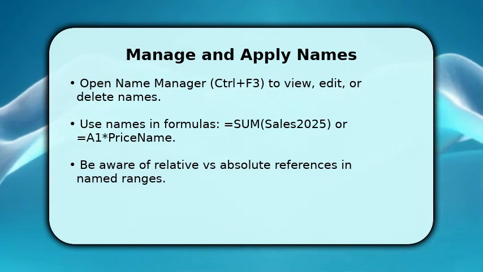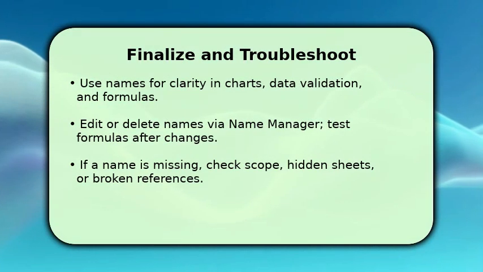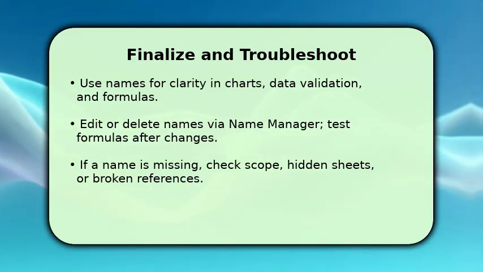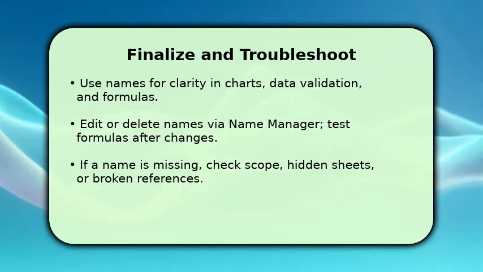To finish, replace raw cell references in key formulas with your new names so your workbook reads like documentation. Update charts and validation rules to use the names as well. After changes, recalculate and test critical outputs to confirm nothing broke.